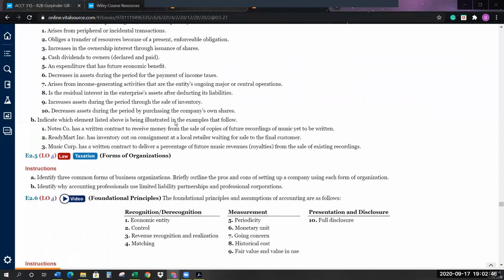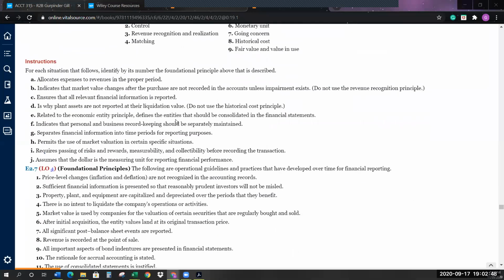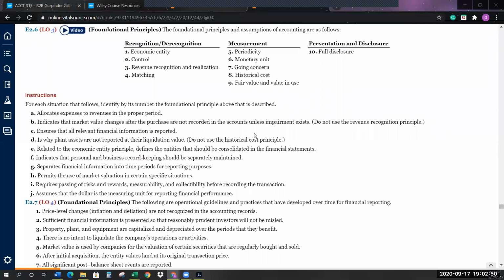Okay, but I see why you're confused. It has to be on the sale, not on the purchases. When you purchase something, you might get a good deal, right? But you can't call it a gain or loss. So it really, yeah. Okay.